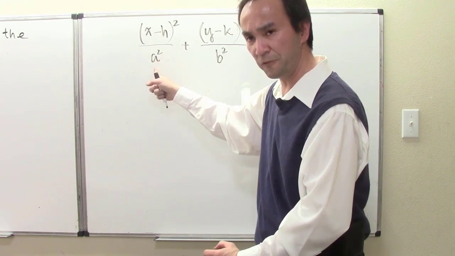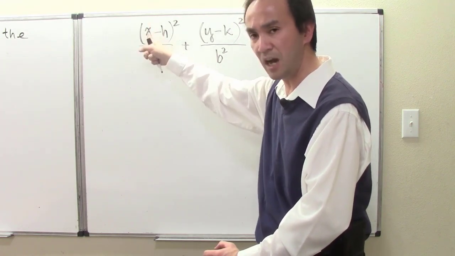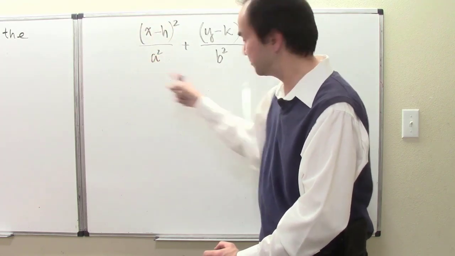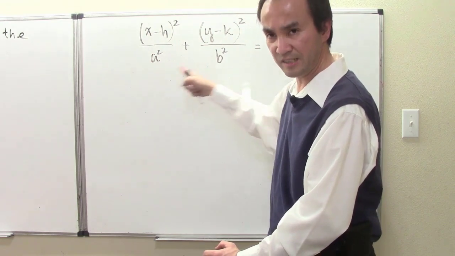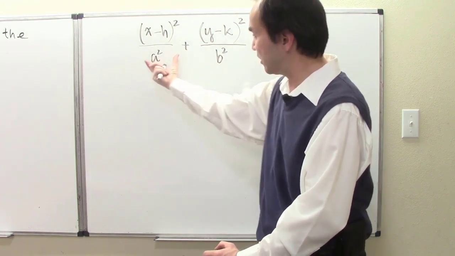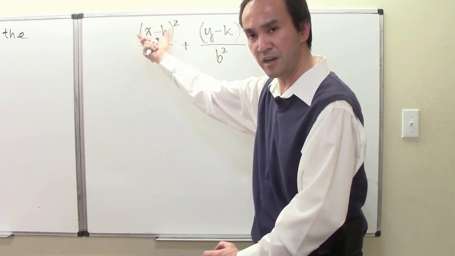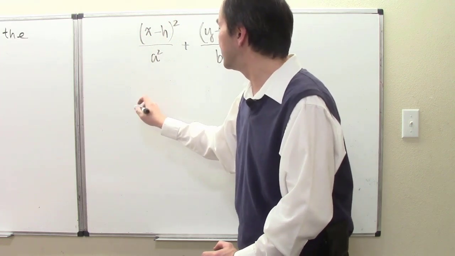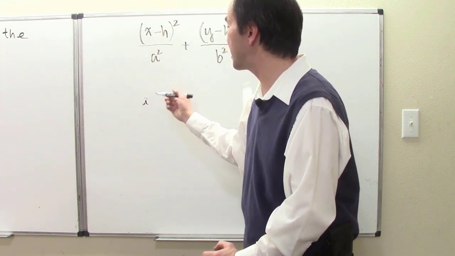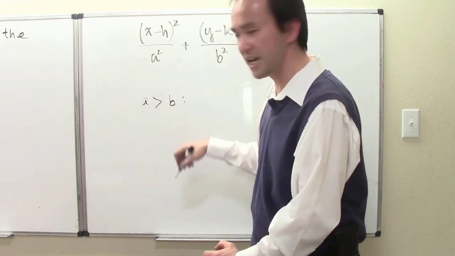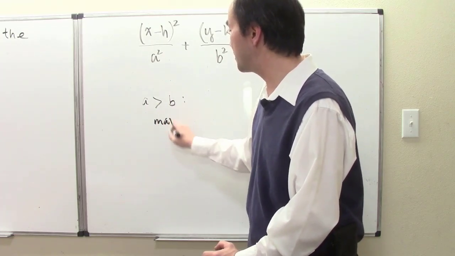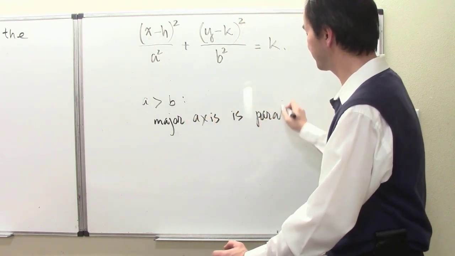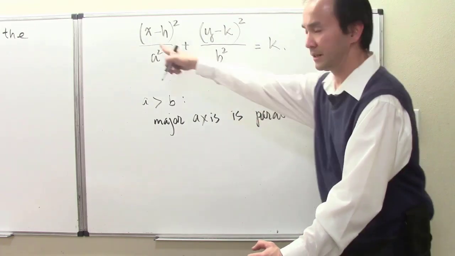The idea is this: the coefficient at the denominator of the perfect square x term, as opposed to the one under the y term, being the larger one is why we've been writing a is larger than b. If that's the case, keep in mind the more important point: the major axis is parallel to the x-axis.